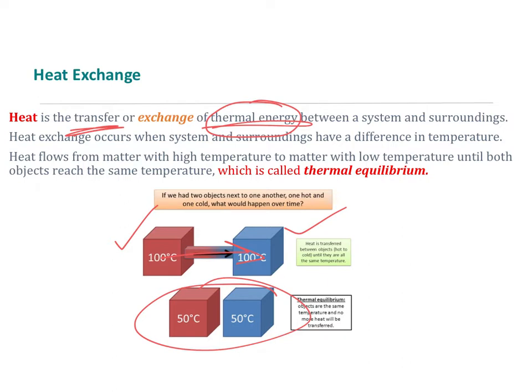When both final temperatures of things that are next to each other are identical, we say that we've reached thermal equilibrium. And this concept will be important when we start doing some calculations with heat.